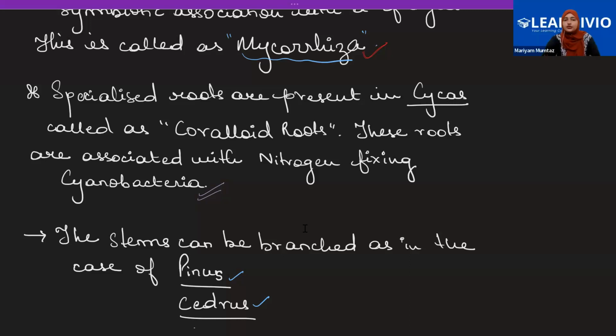All right. So, as I was saying, the roots that are present in the cycas are associated with the cyanobacteria. And these cyanobacteria can do nitrogen fixation. Nitrogen fixation is when they convert the nitrogen into absorbable forms for the plant. Okay.